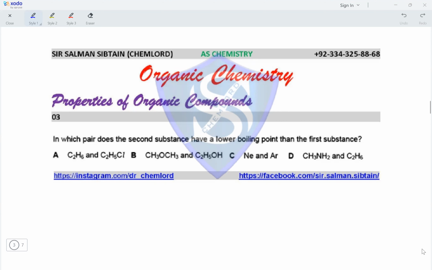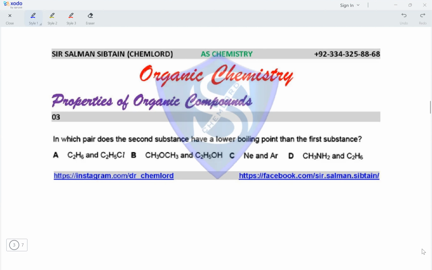In the case of B, the first compound is an ether, the second is an alcohol. Ether would have London's dispersion forces present, alcohol would have hydrogen bonding present. Hydrogen bonding would cause the alcohol to have a higher boiling point than the ether. In C, we've got neon and argon. Both are noble gases. Argon has a higher Ar than neon, so argon would have a higher boiling point than neon.